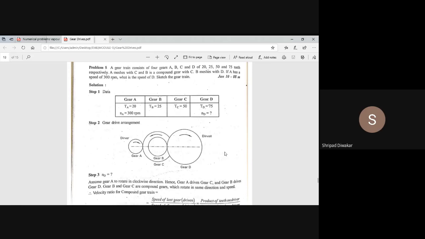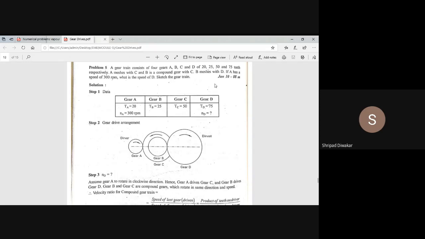Next, whatever data is given. Gear A: you first write gear A, number of teeth on gear A is 20 and NA is 300 rpm. Next, gear B, number of teeth on gear B is 25. And next, gear C, number of teeth on gear C is 50. That's why we have drawn them in increasing order. And the last one is 75. We don't know the speed of the last gear.